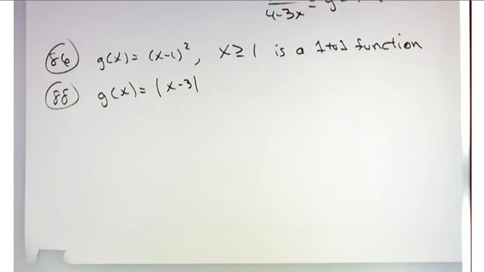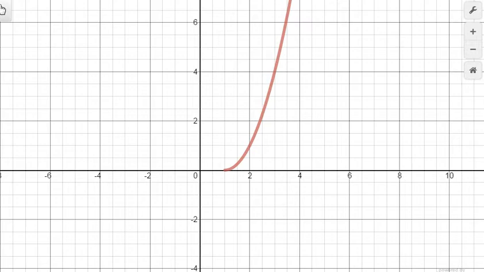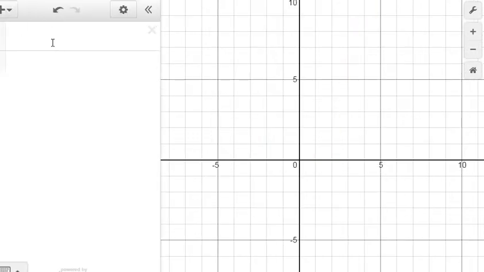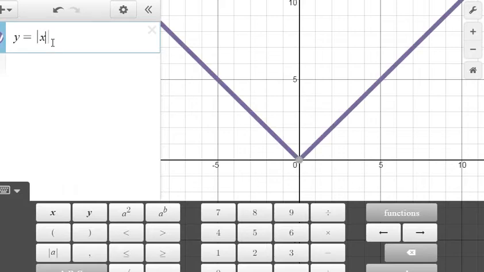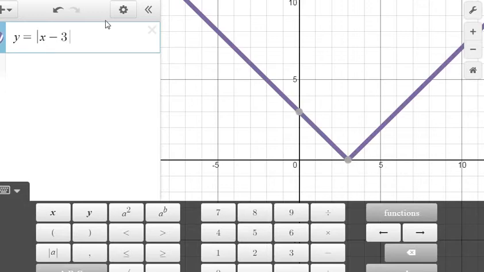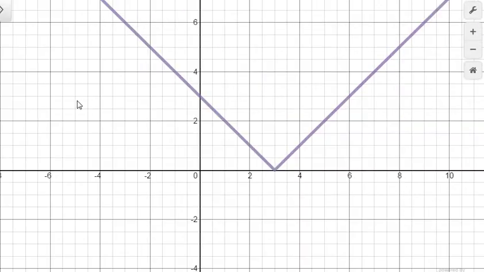It's a V, right? Now, how would this differ from that graph? Good, it's been shifted to the right by 3. So, might be helpful to actually take a look at this one. So, let me get rid of that and do y equals the absolute value of x minus 3. So, there's your graph. See if you can't come up with a restriction on this graph so that it would pass the horizontal line test and actually be a one-to-one function.